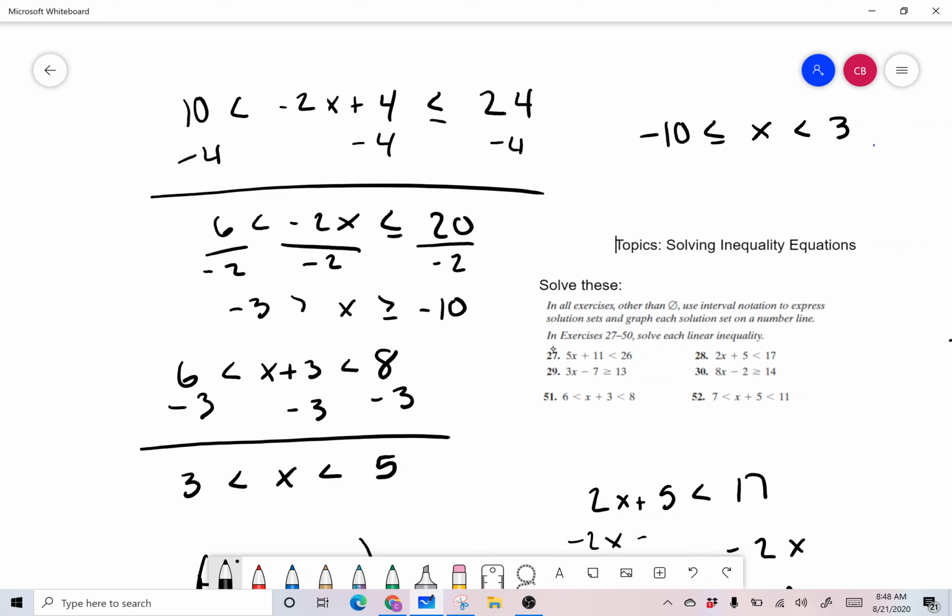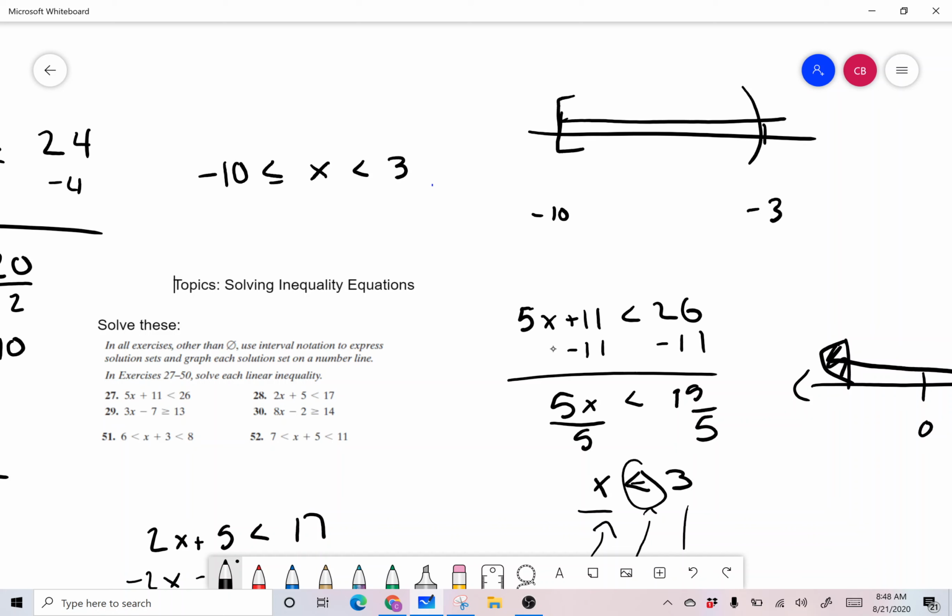And then we have negative 10 here, negative 3 here. So we go boom, boom, draw it. And that is your interval notation. So if you want your interval notation, negative 10, 3. And there you have it.